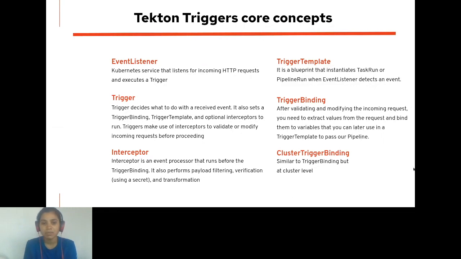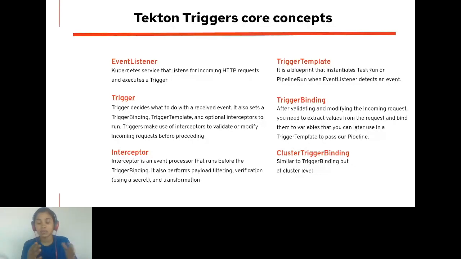And then we have an interceptor. It is again a continuously running pod which does some operations like validation of the payload, to know whether the events are coming from authorized sources or not. Then we have a trigger template. It is kind of a blueprint, which actually contains the information of the pipeline run, or it could be a task run. Then we have a trigger binding.